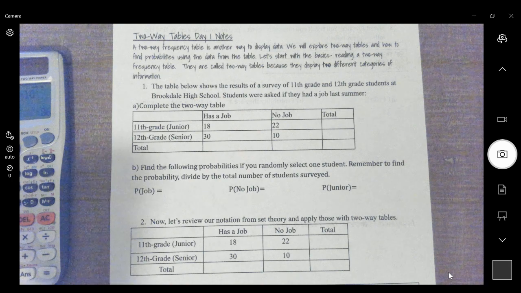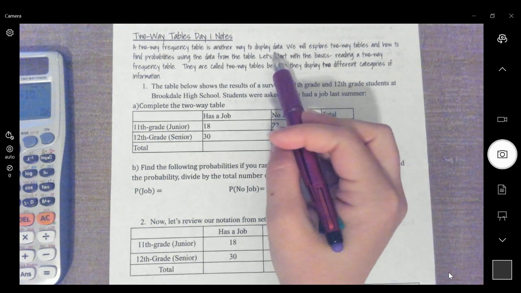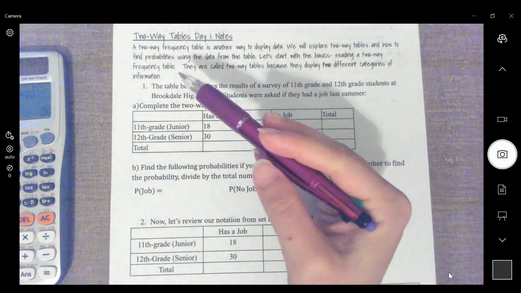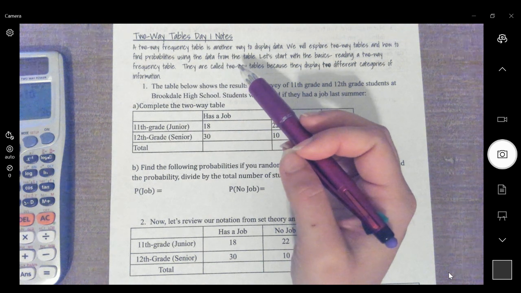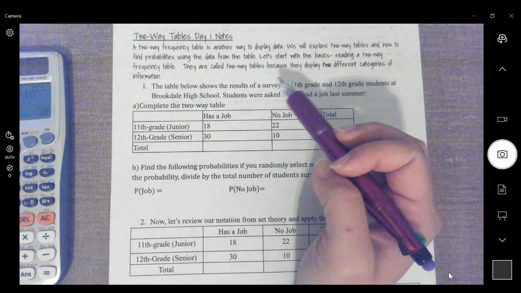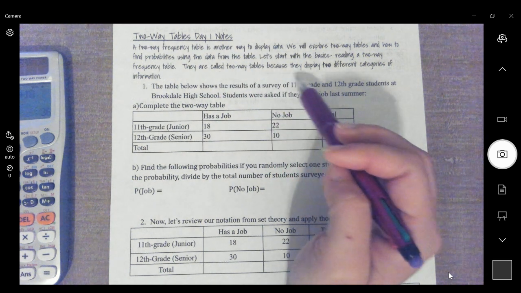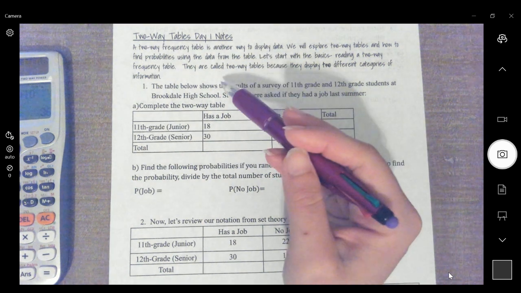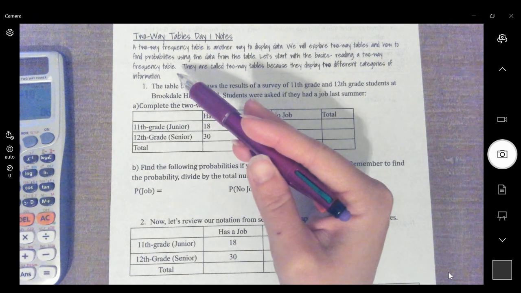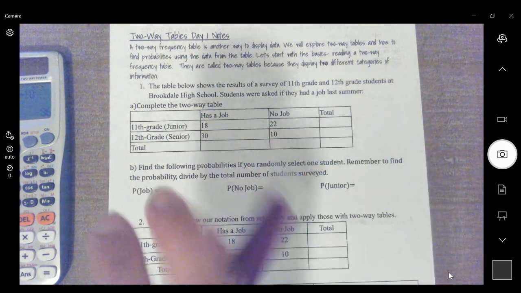So a two-way frequency table is another way to display data. So we're going to explore two-way tables and how to find probabilities using the data from the table. So let's start with the basics, reading a two-way frequency table. They're called two-way tables because they display two different categories of information. And then the frequency represents how many people, okay?